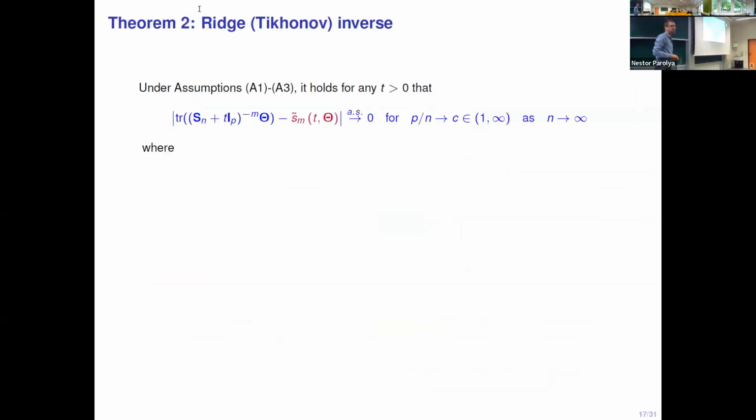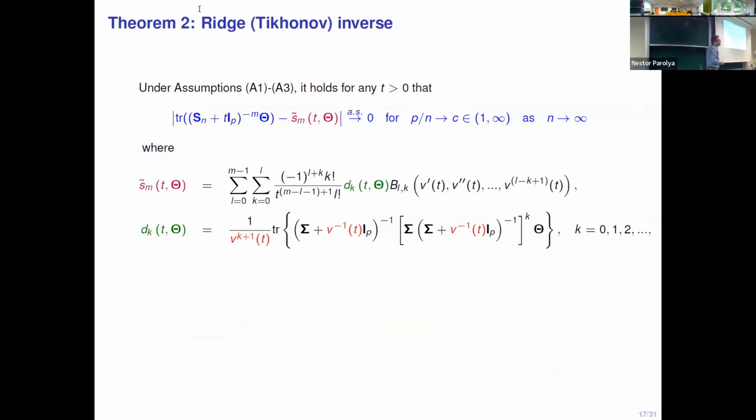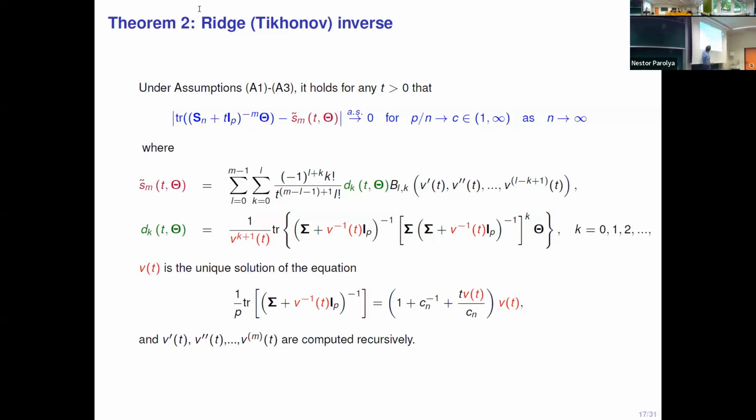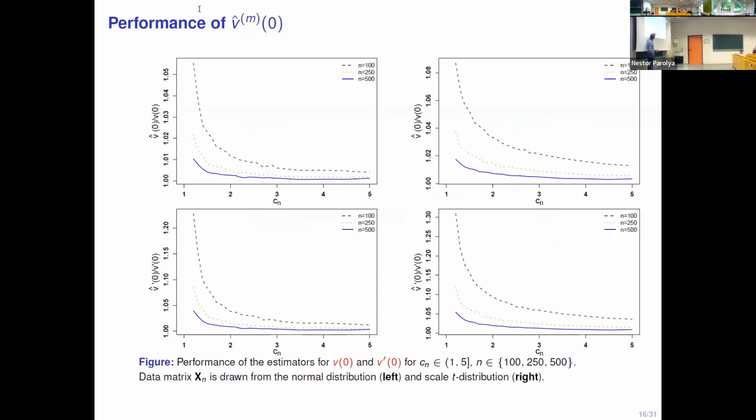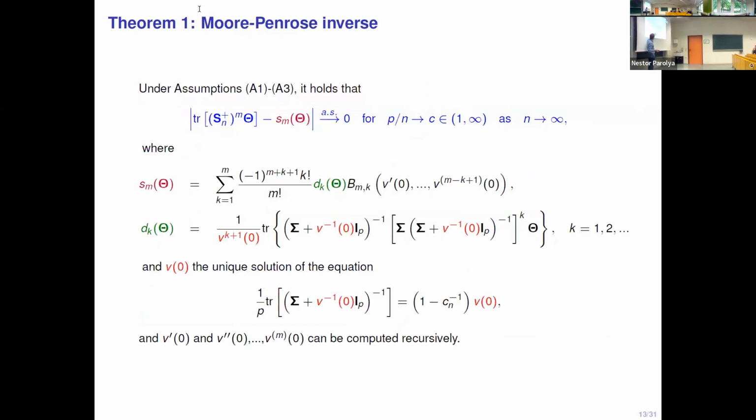Okay, so the same you can do with Ridge. You get the ugly formula, I agree. Interestingly enough, you have a very similar expression here. But now you have not v at 0, but you have the same function v at point t. It's the same function, but at point t it satisfies a slightly different equation. But at point 0, this equation coincides with that one.